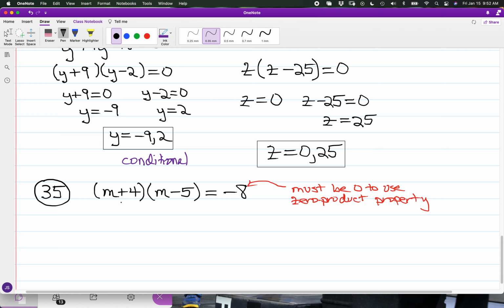Okay, so that means we're going to have to untangle the m plus 4 and the m minus 5 by foiling out the terms and then moving the negative 8 over by adding 8. And so just taking the FOIL, we have m times m, so you have m squared. And with the middle terms, the outside product is going to be negative 5m. The inside product is going to be a positive 4m. 4 times negative 5 is negative 20. And we have is equal to negative 8.